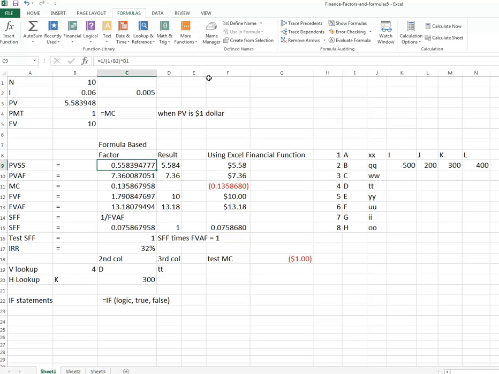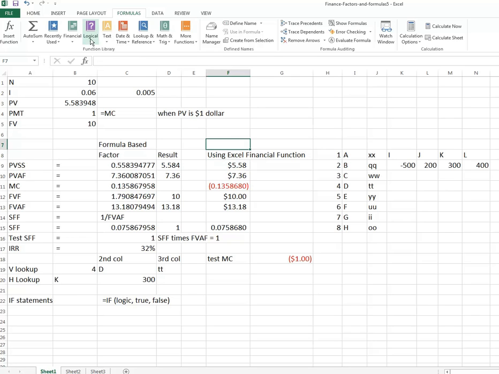It will bring anything in the future back to present value at the discount rate, in this case 6%. The result with this formula, multiplying this time the factor times the future value, is 5.584, rounded off to 5.58. Now note, I could have done the same thing with a present value function. The present value function requires inputs that are shown here. Let me show you one way of doing that.